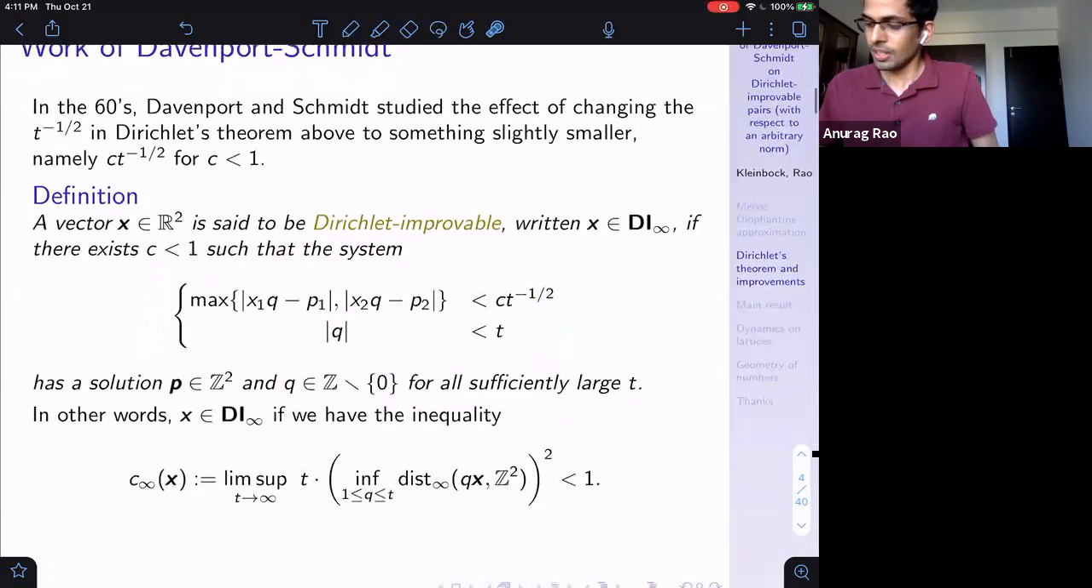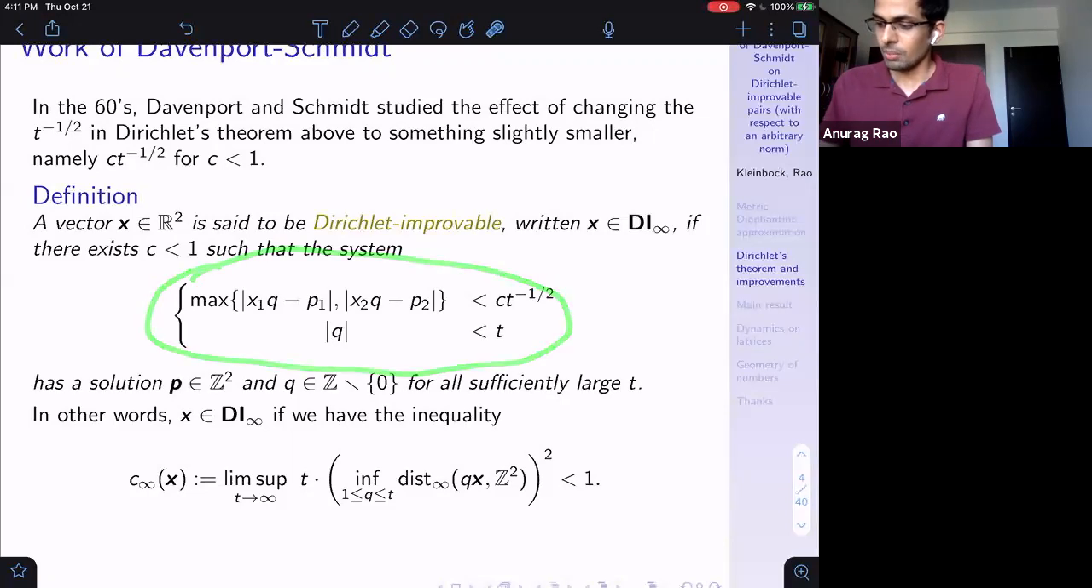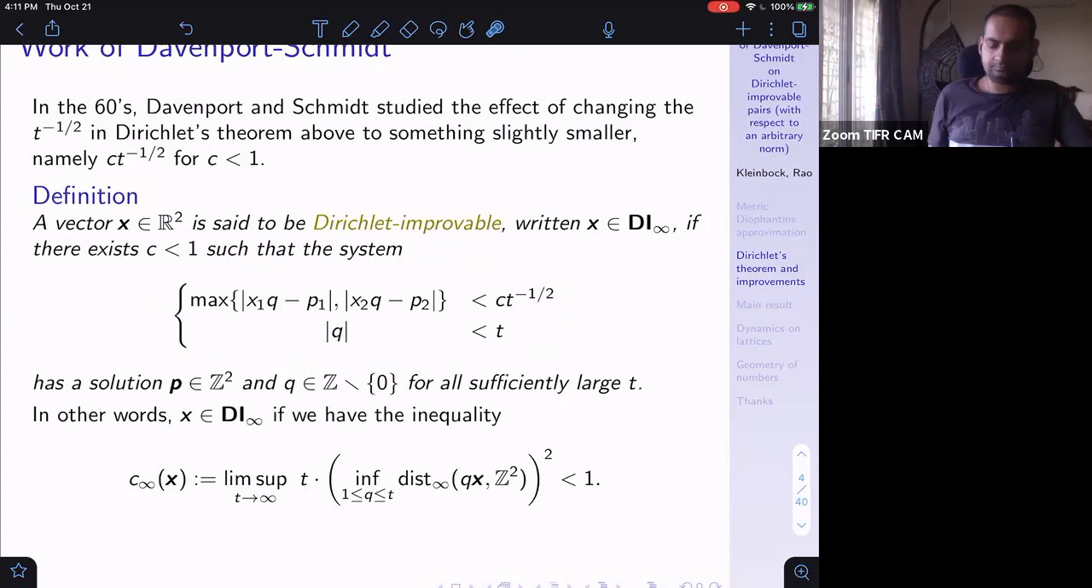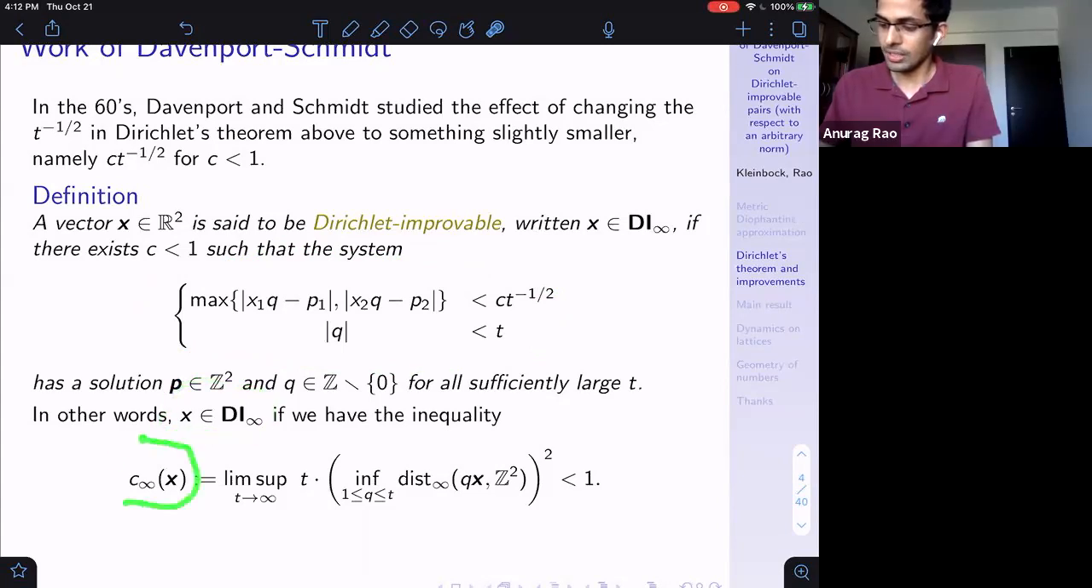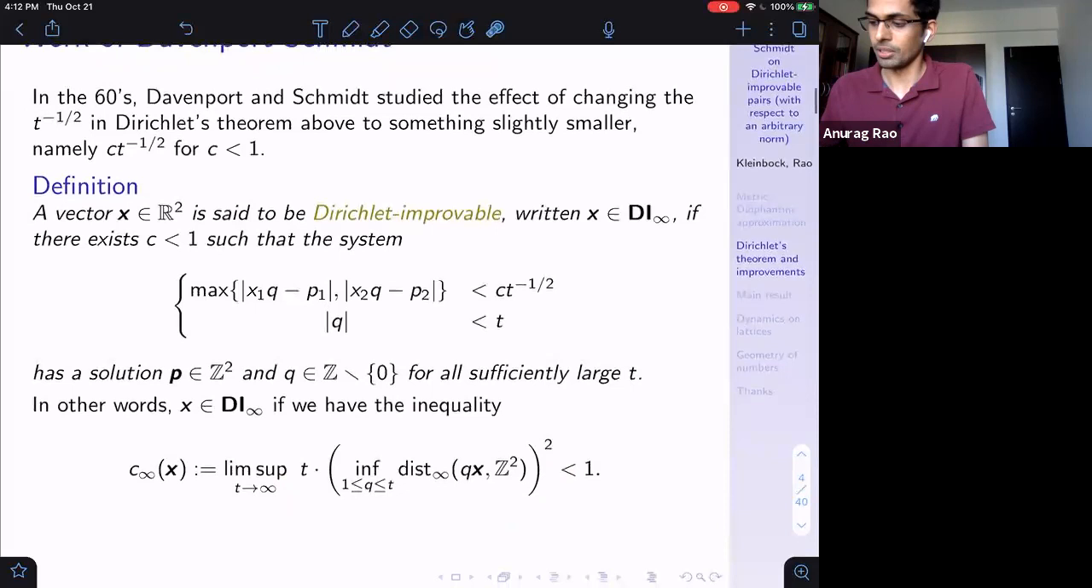There's some trade-off about using strict inequalities and then adding one more quantifier, but essentially it's kind of the same thing. We want this system to be solved eventually. It's some kind of uniform condition that we want to hold for all sufficiently large t. So in other words, you can rephrase this condition by multiplying them together, and then you see that x is Dirichlet-improvable if and only if this quantity C infinity of x, defined as the lim sup of this thing, is less than 1. So again, this is some kind of Diophantine invariant of x, and this being less than 1 is equivalent to x being Dirichlet-improvable. This is the set of numbers that Davenport and Schmidt were studying.